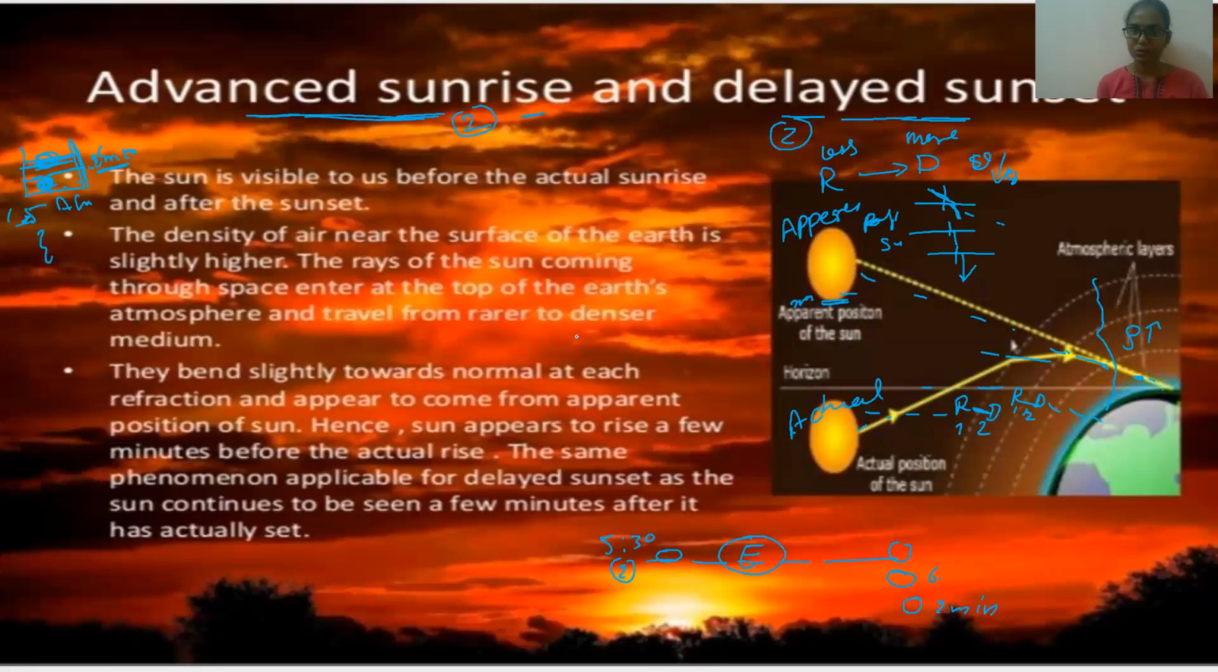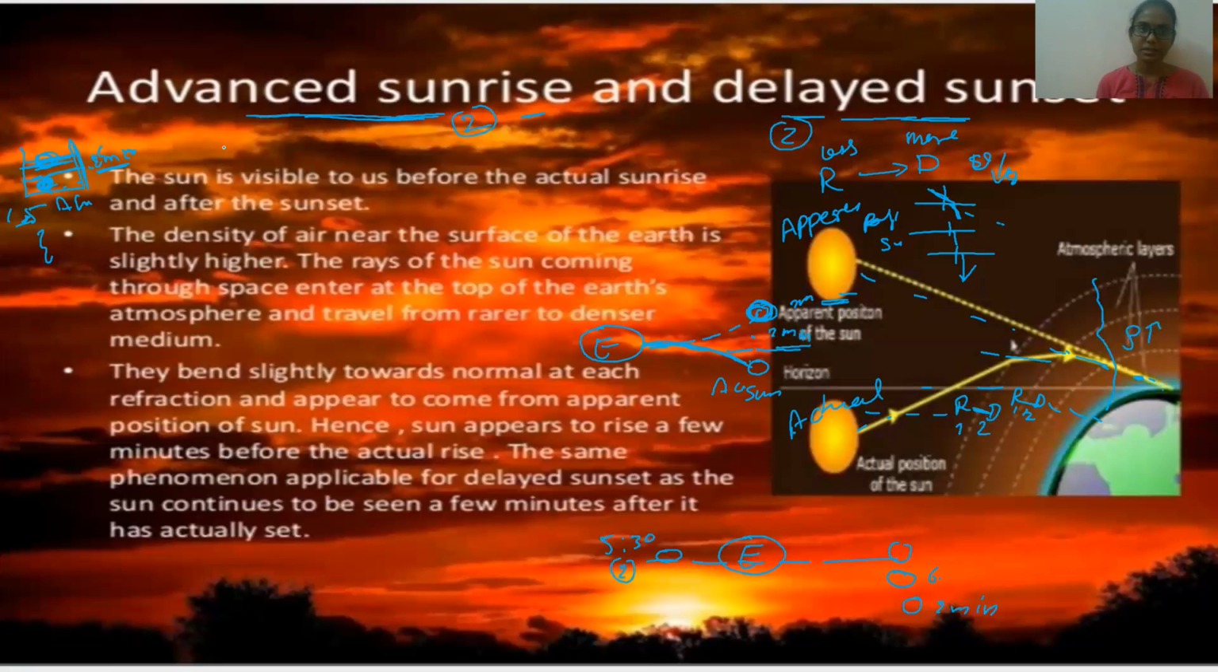Similarly, sunset also. If this is Earth, okay, this is the sun. Even though the sun is already below the horizon, this is the actual position of the sun, but it appears to be coming from here. The sun's light ray is trying to bend. Because of that bending of light, it appears to come from above. That is why after sunset also, after 2 minutes also, we can see the sun.